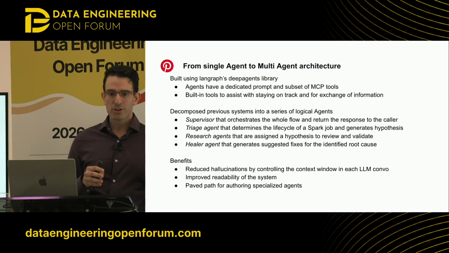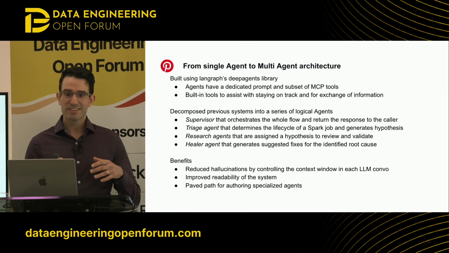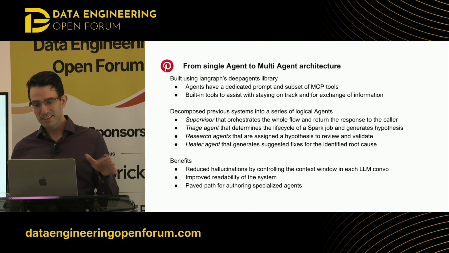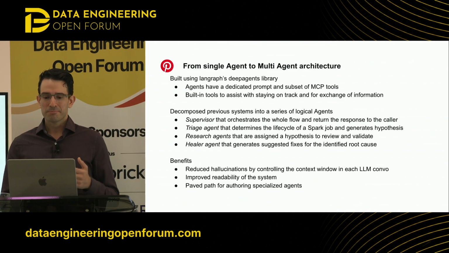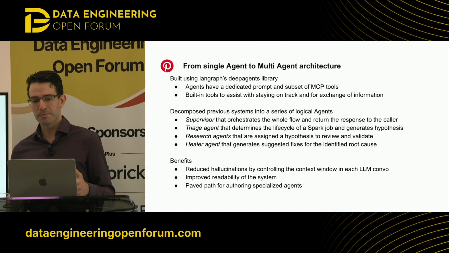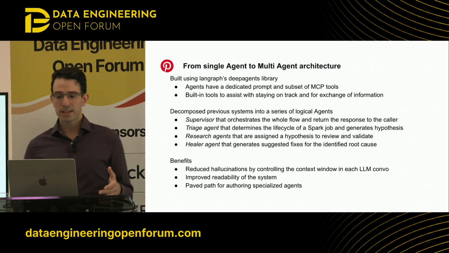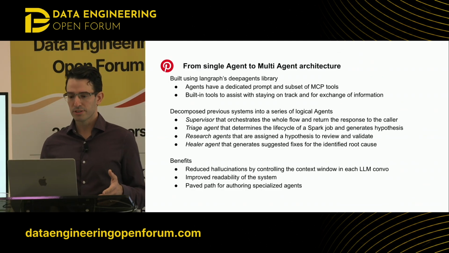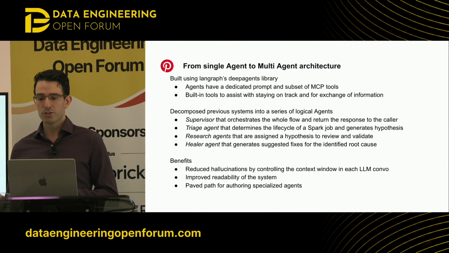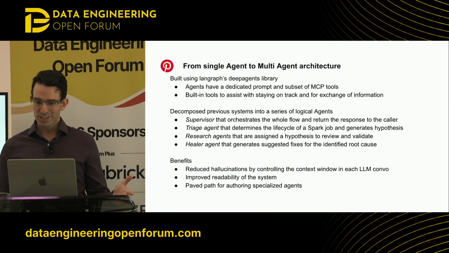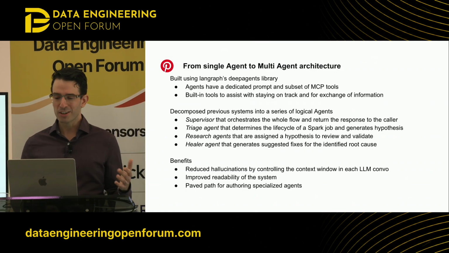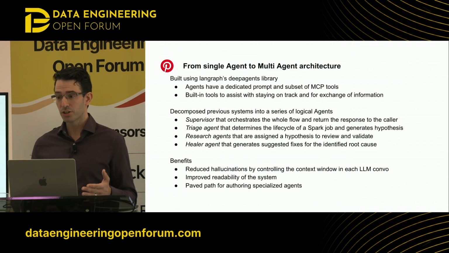And this really motivated us to start looking at how we can represent the system as not a single agent, but a multi-agent architecture, which is what we did. We overhauled that single ReAct agent into a multi-agent system, and this was built on top of LangGraph's deep agent library. Each agent now had its own dedicated prompt and a subset of MCP tools that it would use. Meanwhile, the deep agent library itself provided built-in tools to keep the agent on track, for instance, a to-do list and a virtual file system. And I'm sure this isn't too uncommon since we see this in all of our coding tools like Claude Code or Codex, to name a few.